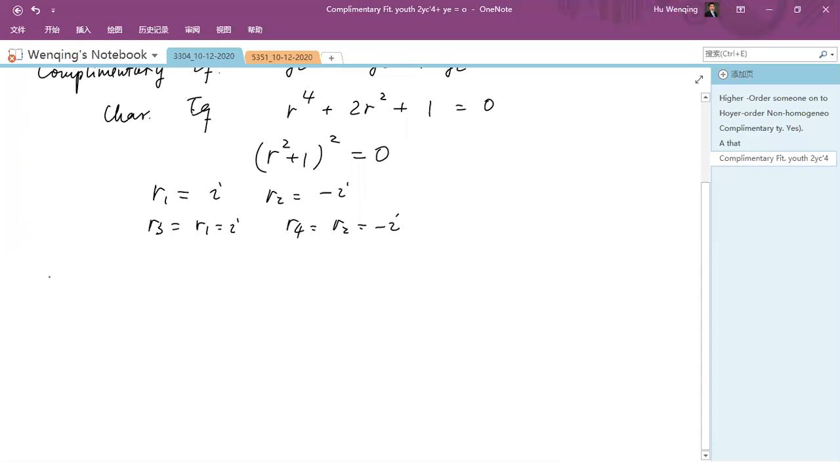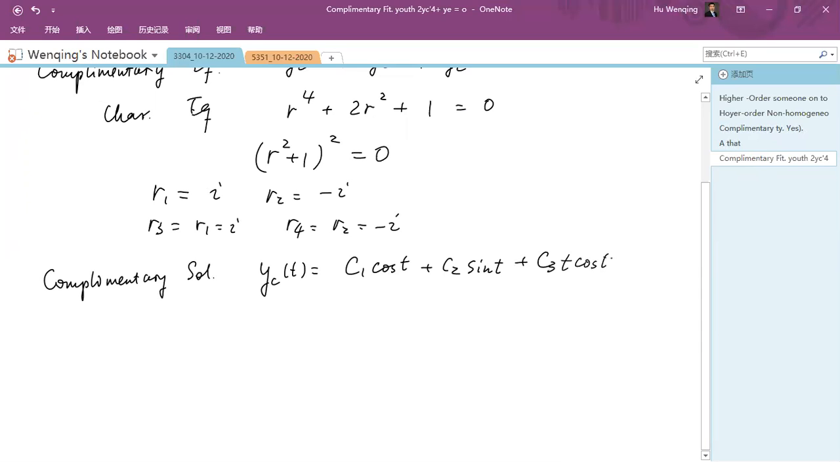So therefore, the complementary solution is yc of t equals c1 cosine t plus c2 sine t, because you have i and minus i. But for the repeated ones, you just want to insert the t's: c3 t cosine t plus c4 t sine t. So you're going to insert some t's. Is that good for everybody? This is the complementary solution.